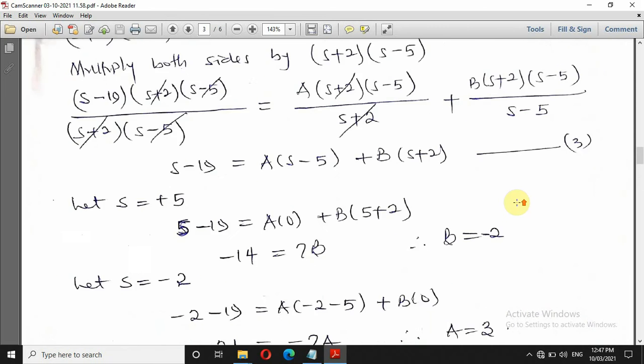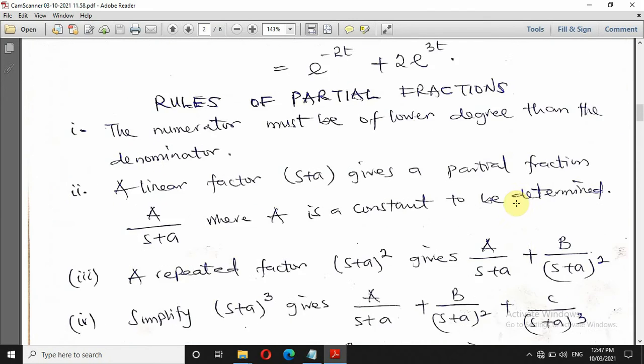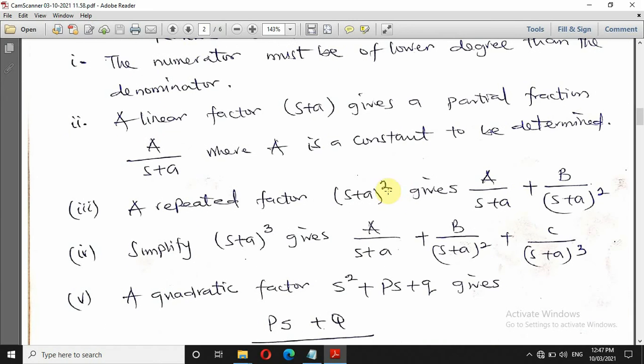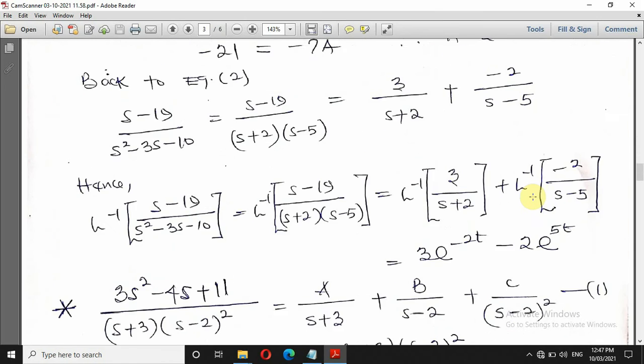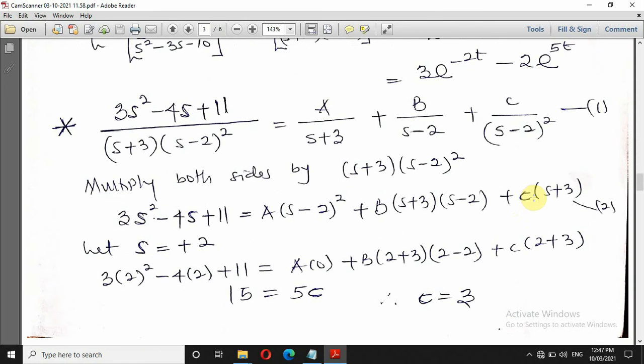Let me show you the rule. This is the rule. If you go back, this is the rule. Can you see the rule now? The rule is that the repeated factor x plus a squared will give you a over x plus a, b over x plus a squared. This is the rule I've just used now. So let's proceed. But don't forget the procedure is as simple as that.